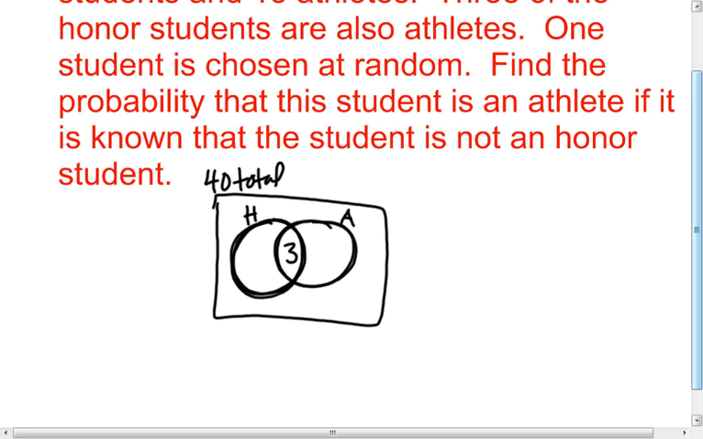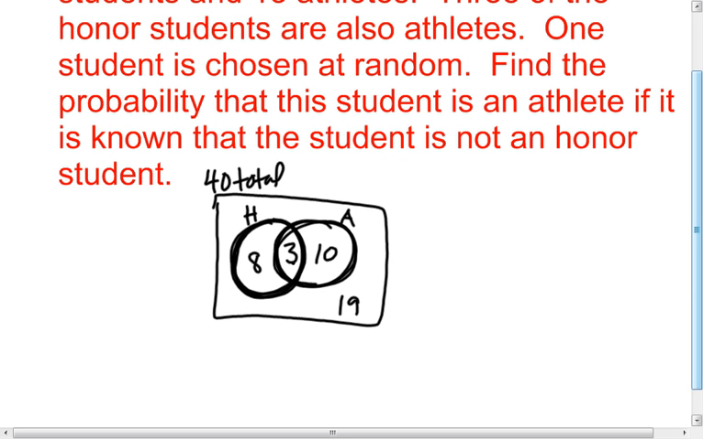Then we know that the honors circle has to add up to 11, so if there's 3 in the middle, then this is 8. And the athlete circle, if there is 3 in the middle, has to add up to 13, so this is 10. Now if you add 8 plus 3 plus 10, you know that there's 19 students out here that are not honor students or athletes. They're neither honor students or athletes. And 8 plus 3 plus 10 plus 19 adds up to the 40 total that you need.